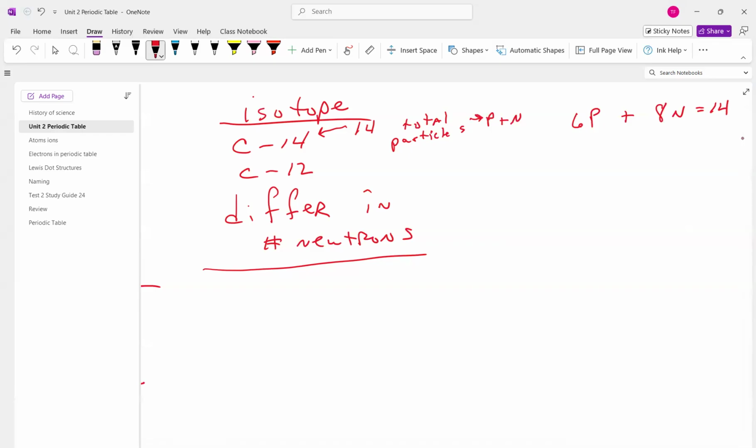Carbon-12: 6 neutrons. So that's the difference between carbon-14 and carbon-12, 2 neutrons. And because carbon-12 and carbon-14 are neutral, that means both of them have 6 electrons.